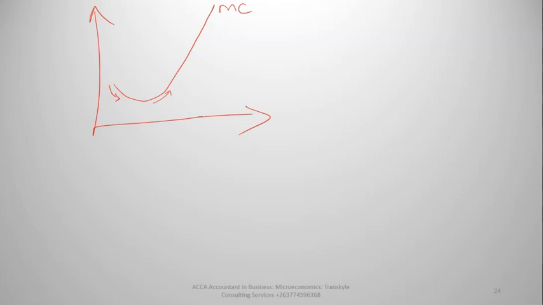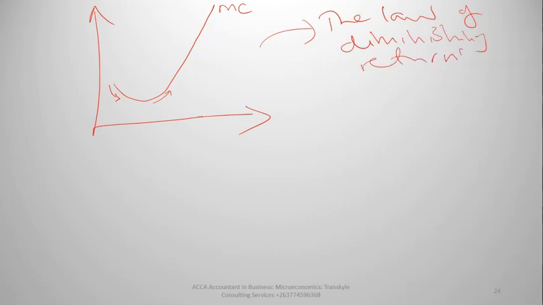Why is it so? This is something to do with what is called the law of diminishing returns. Okay, the law of diminishing returns, because the marginal costs are not permanently going to decrease. After a certain time, they start to increase. Why? Because of the law of diminishing returns. At some point, these costs will start to rise.